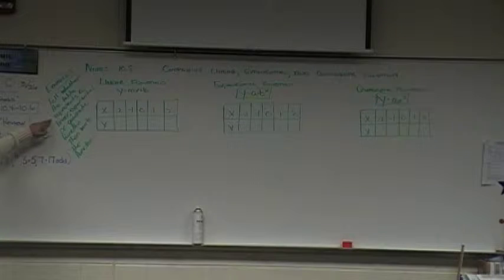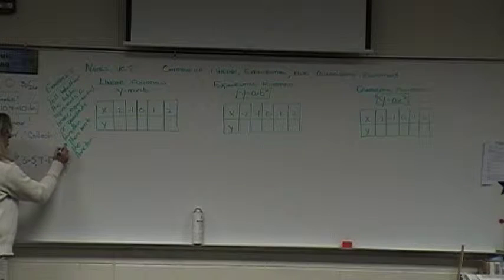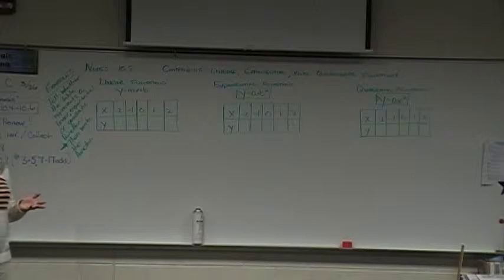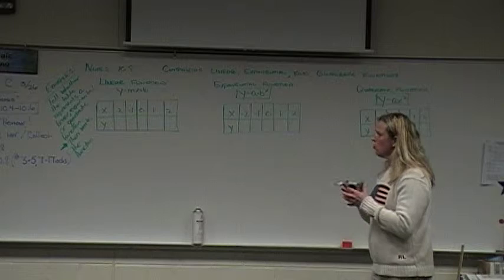Tell whether the table represents a linear, exponential, or quadratic function. That's your first part of the examples. Then write the function. This is the harder part, writing the function. Identifying what type of function it is is the easier part. The harder part is actually truly writing the function.